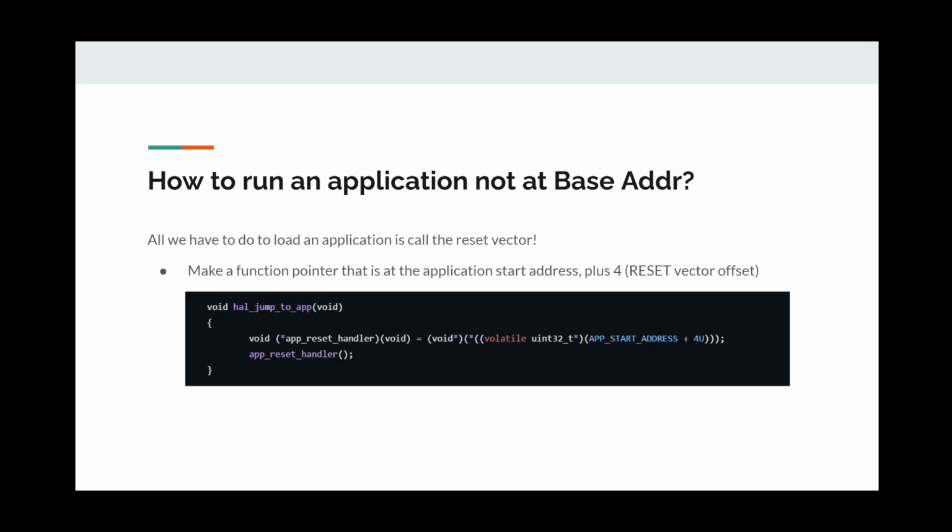In essence, though, always look up these particular quirks for your particular chip. The datasheet is your friend when you're writing this kind of low-level code, just to make sure that you understand what's actually happening under the hood. Any questions on how to run an application not at the base address?